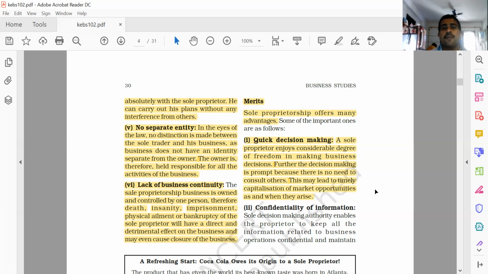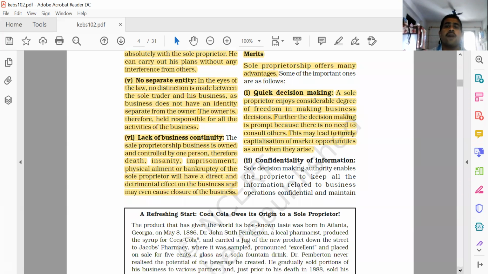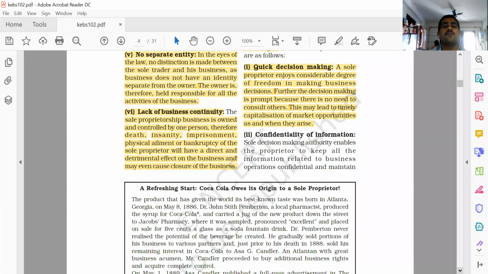So what we can say? A sole proprietor enjoys considerable degree of freedom. क्या लिखा है? A sole proprietor enjoys considerable degree of freedom in making business decision. Further, the decision making is prompt because there is no need to consult the others. These lead to timely capitalization of market opportunities as and when they arise. तो पहला पॉइंट कौन सा था?